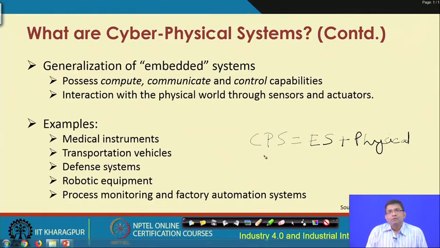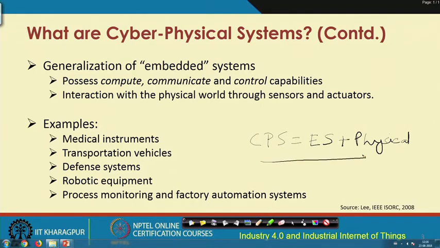These embedded systems, irrespective of where they are used, possess certain capabilities of computation, communication and control, where there is interaction with the physical world through different sensors and actuators. Examples would be medical instruments. Many medical instruments have embedded systems in them. Transportation vehicles, defense systems, many of these have embedded systems in them. For example, the radar and different other systems that are used, even the aircraft, all have embedded systems in them. Robotic equipment likewise, process monitoring and factory automation systems, all of these have embedded systems in them. So, this is the cyber physical system.